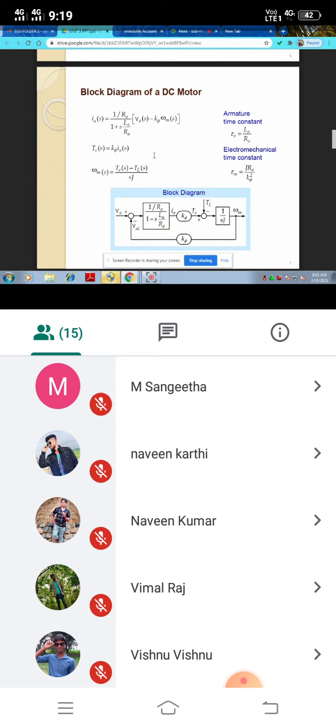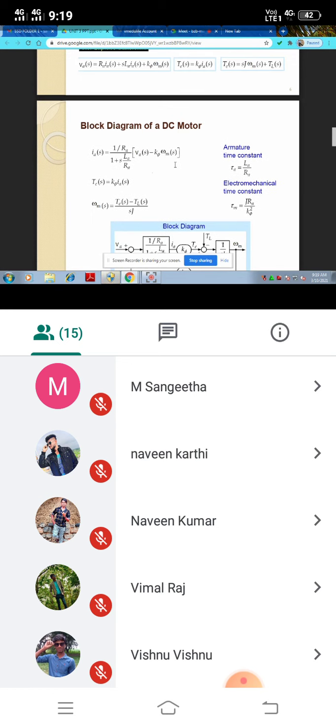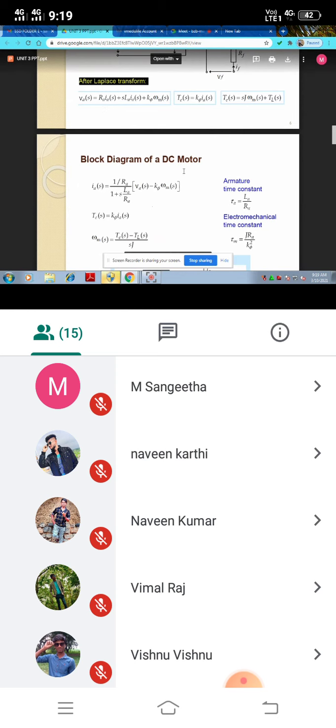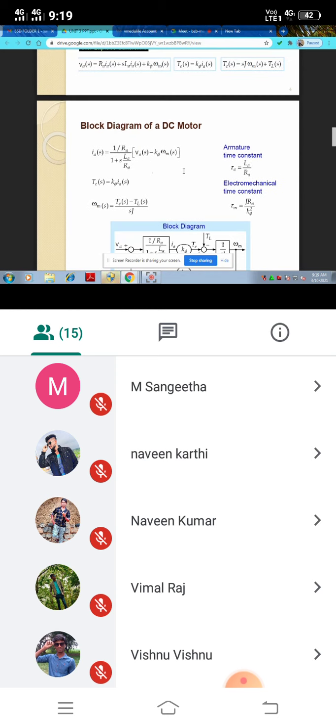In that control system, we have armature control of a DC series motor and field control of a DC motor. Those two topics on making a block diagram use the same concept as here. This is recorded in the writing author. So these three equations are adopted to make the block diagram of a DC motor. For that, we converted these equations to design a block diagram.